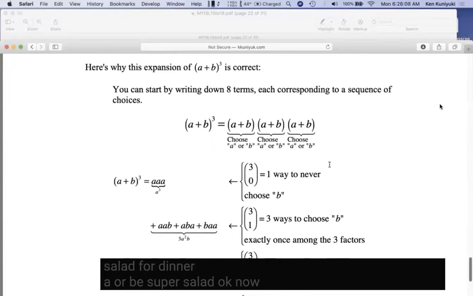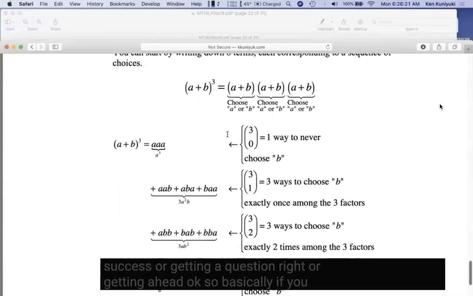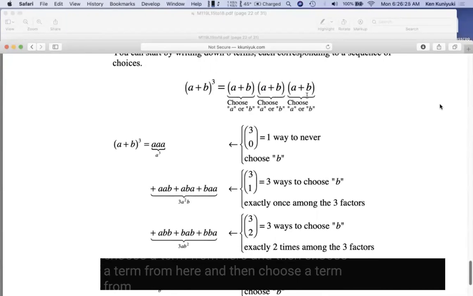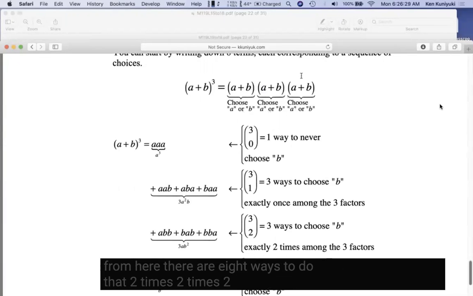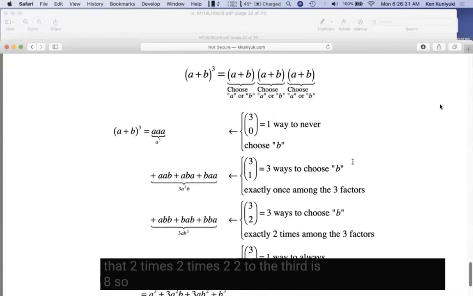Okay, now again, instead of salad, we can talk about B, or a success, or getting a question right, or getting ahead, okay? So basically, if you choose a term from here, and then choose a term from here, and then choose a term from here, there are 8 ways to do that. 2 times 2 times 2. 2 to the third is 8.